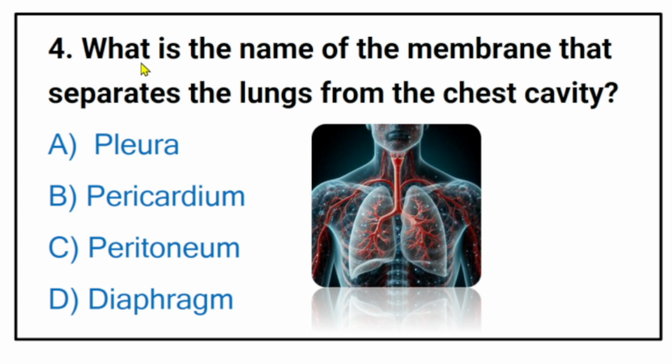Next, fourth question. What is the name of the membrane that separates the lungs from the chest cavity? Pleura, pericardium, peritoneum, diaphragm.